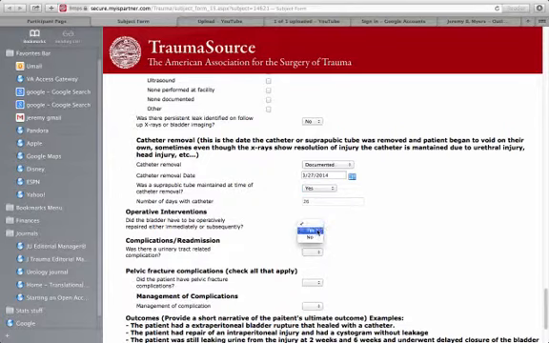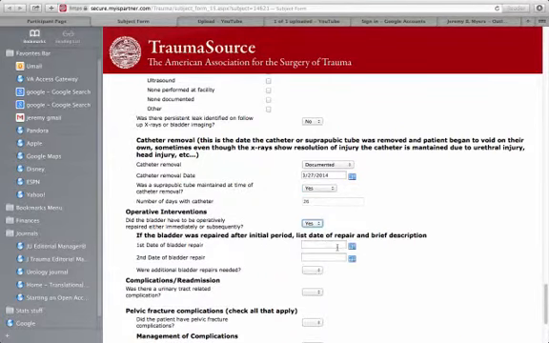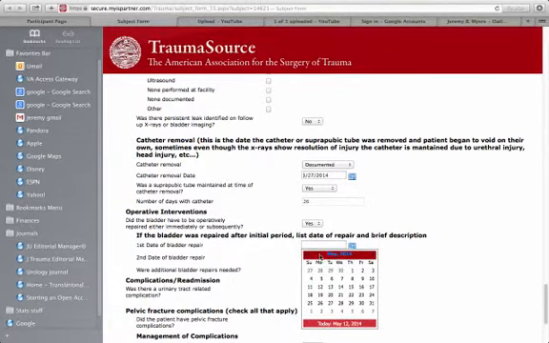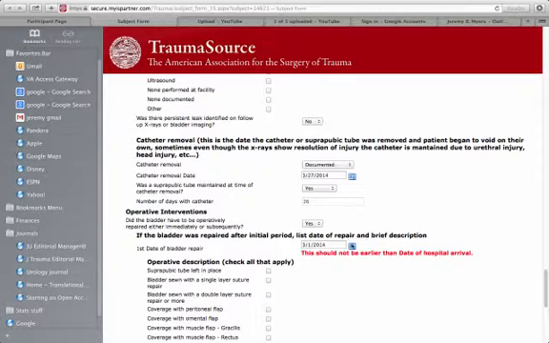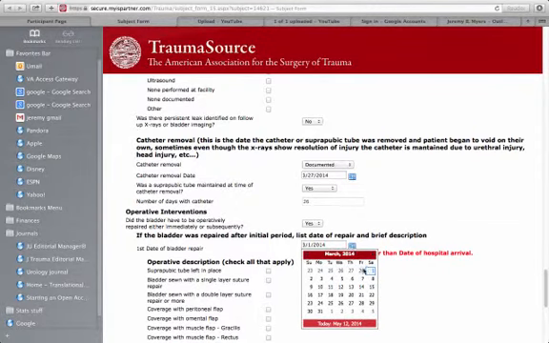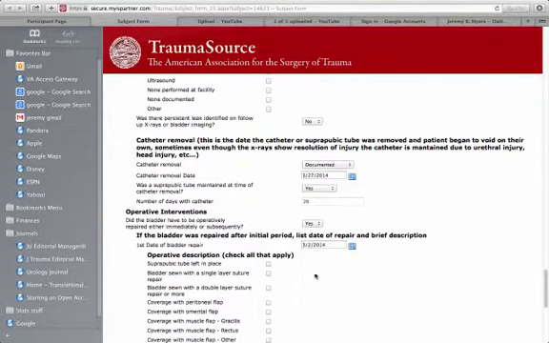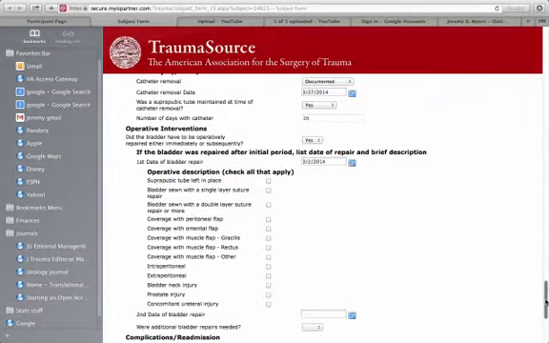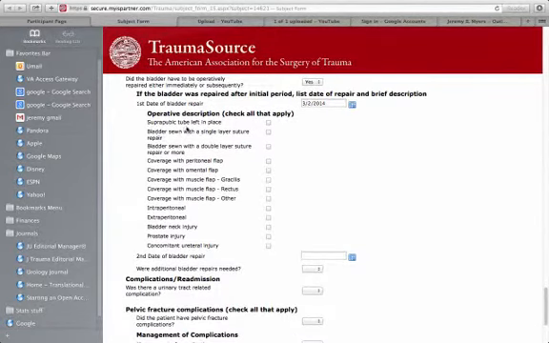And he did have an immediate repair. And the first date of the repair was March 1st. March 2nd was the date of repair. And then it'll ask some details about the operative description. So, was a suprapubic tube left in? No. Was the bladder sewn with a single layer of suture? Bladder sewn with a double layer of suture or more?